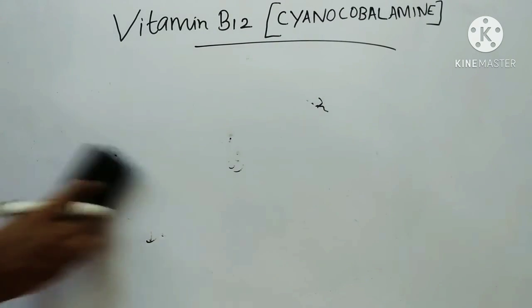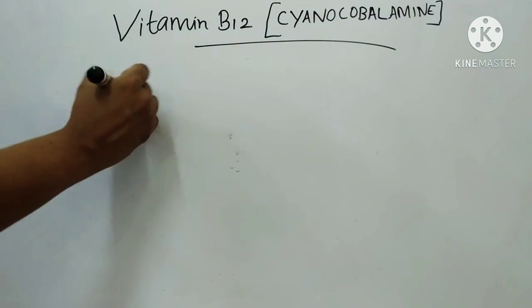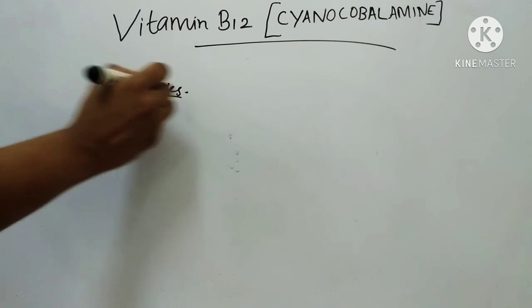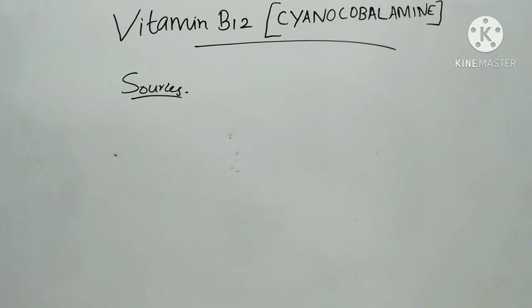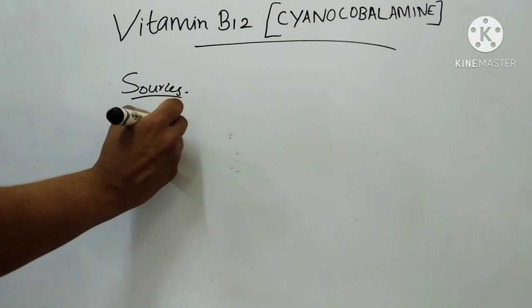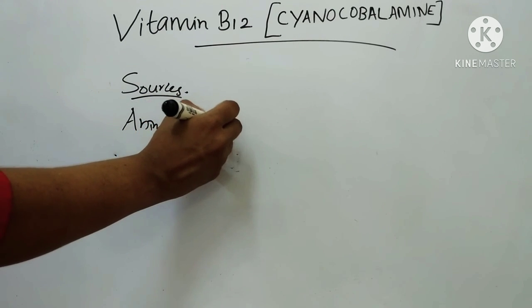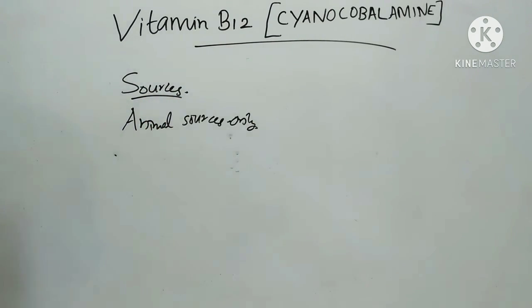Next one is sources of vitamin B12. It is present in foods of animal sources only. It can be synthesized by intestinal bacteria. Rich sources are liver, egg, fish, meat and kidney. Fair sources are milk and dairy products.